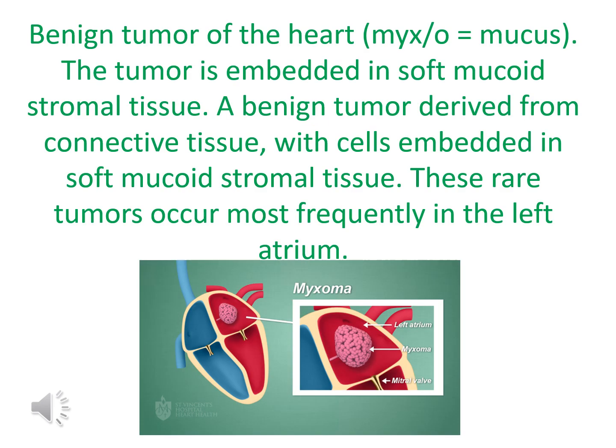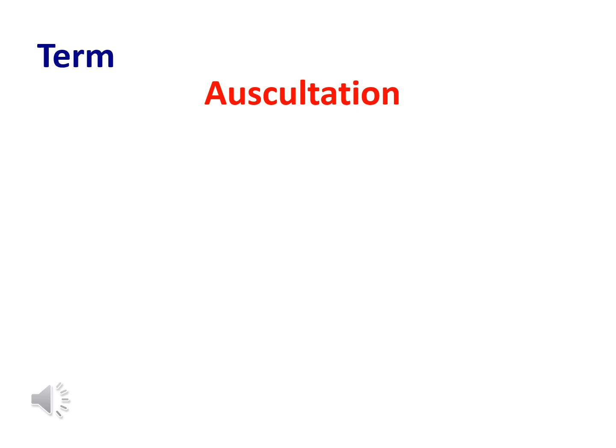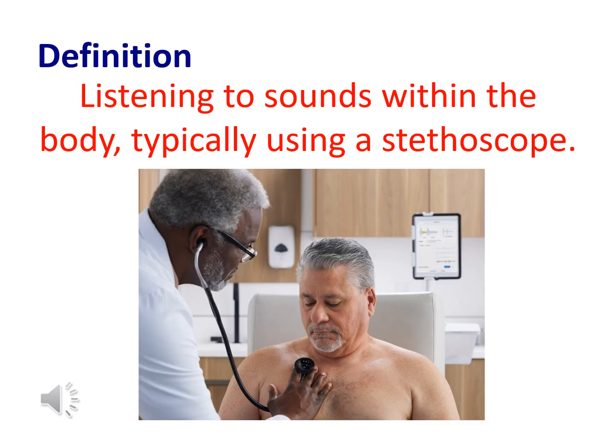Myxoma. A benign tumor of the heart that is embedded in soft mucoid stromal tissue. A benign tumor derived from connective tissue, with cells embedded in soft mucoid stromal tissue. These rare tumors occur most frequently in the left atrium. Auscultation. Listening to sounds within the body, typically using a stethoscope.